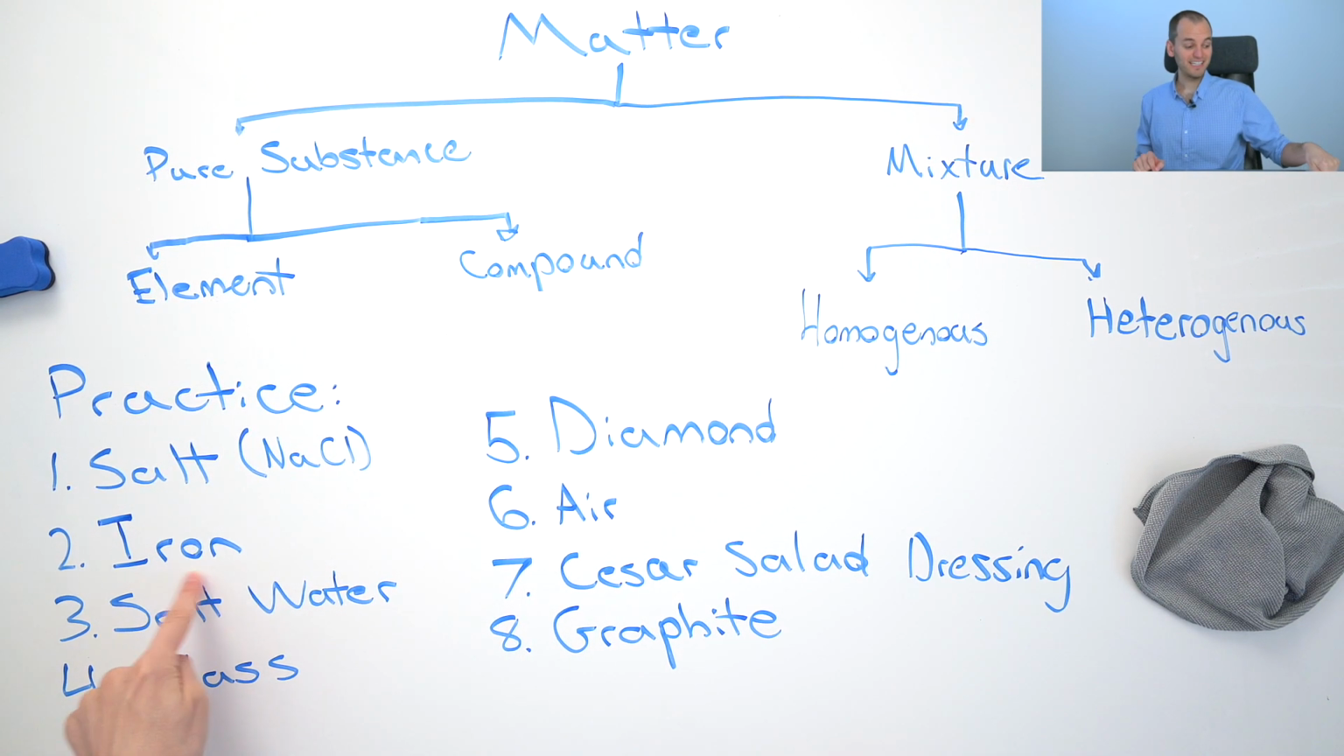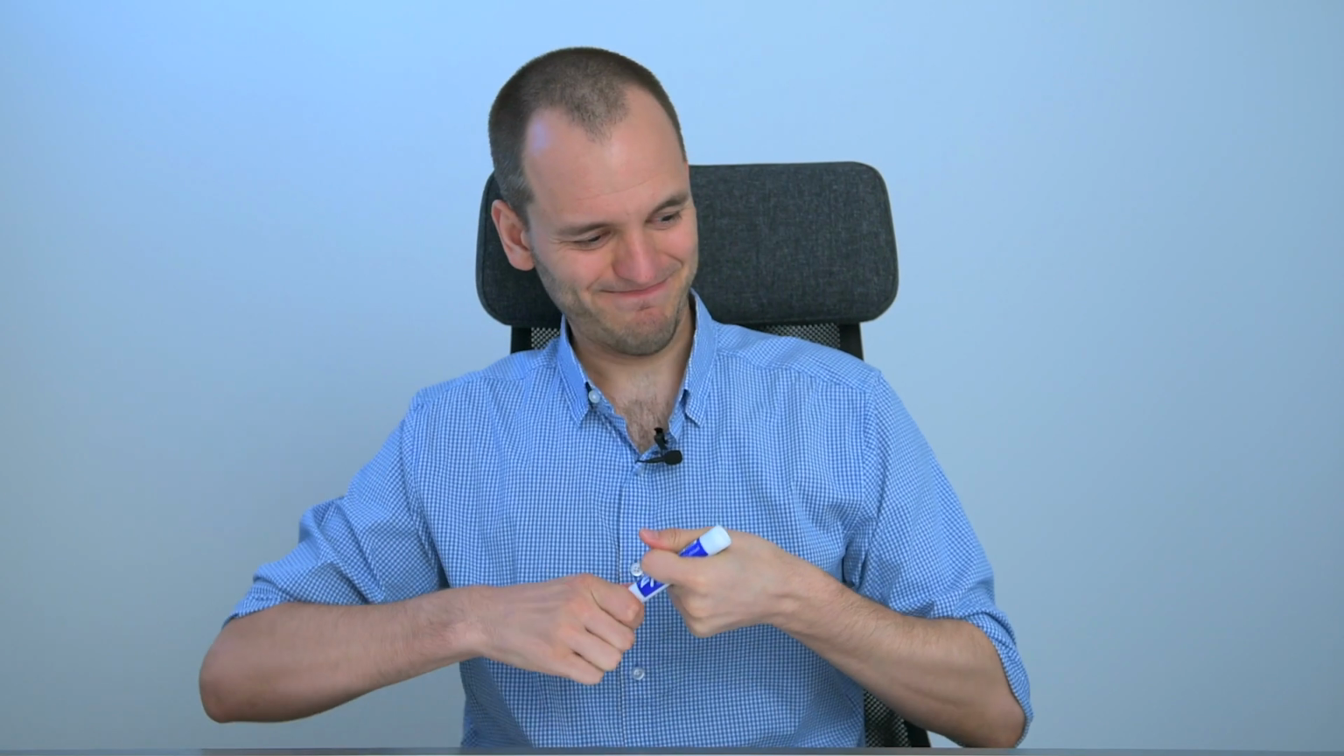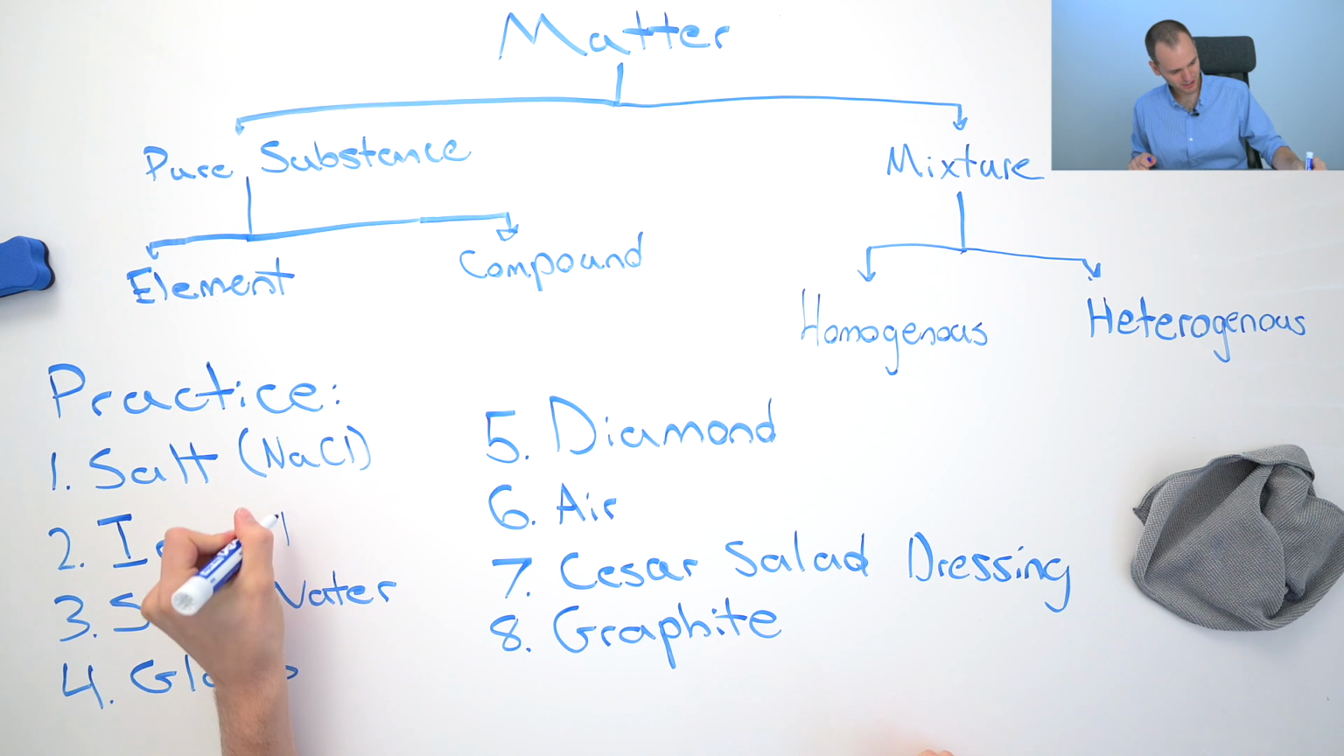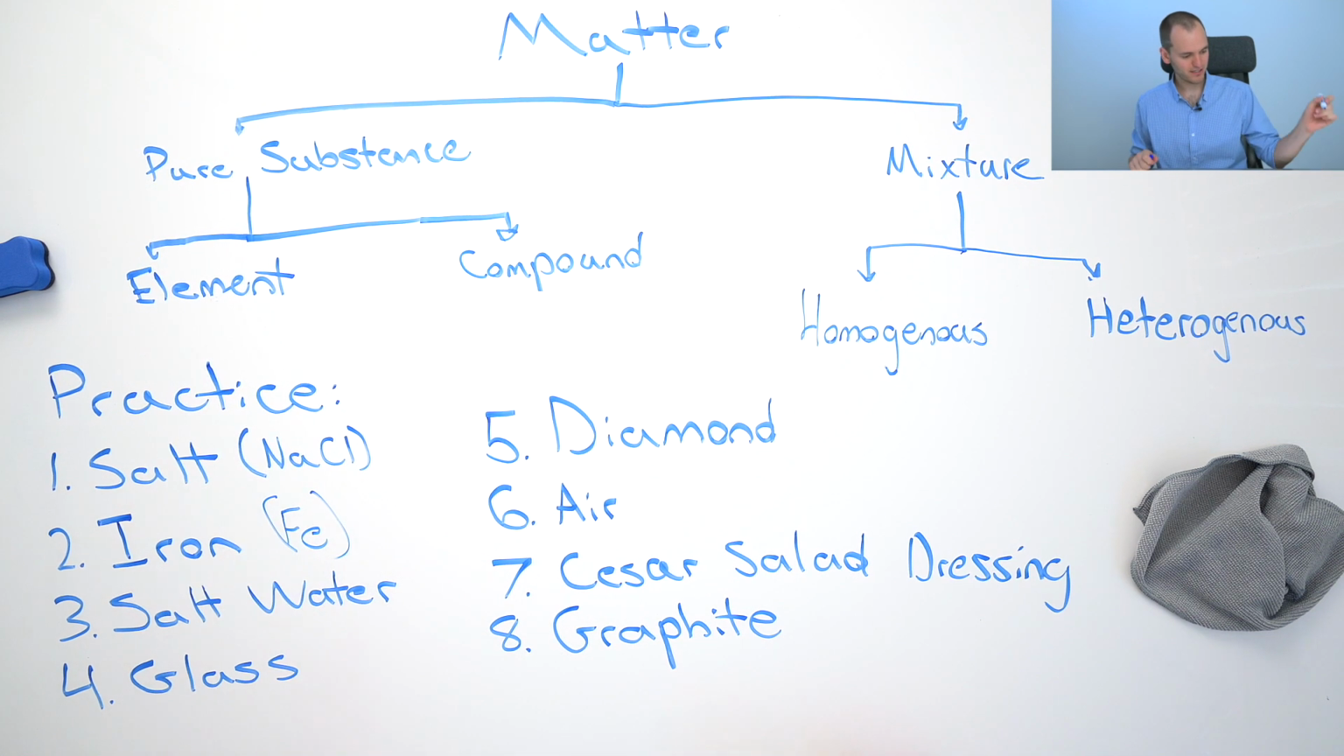Iron, it's just iron. And iron itself is, sorry for the squeaky marker, just Fe on the periodic table. So what that means is it's its own element. It's nothing else with it.